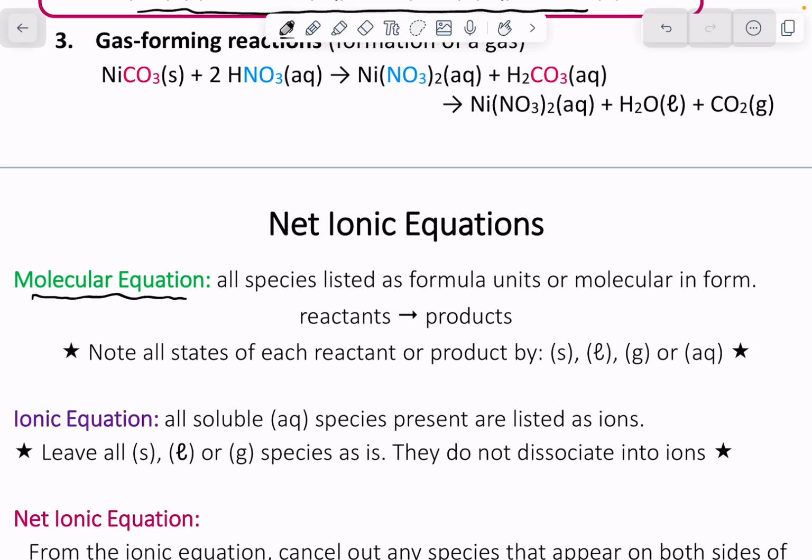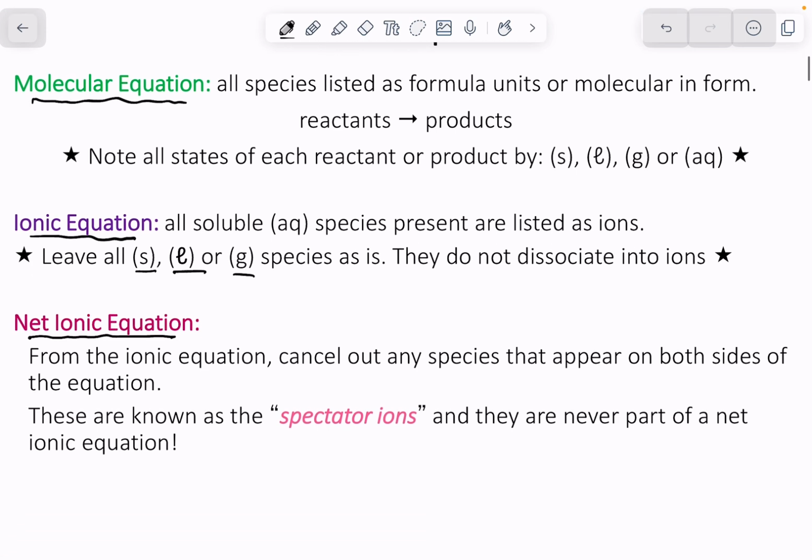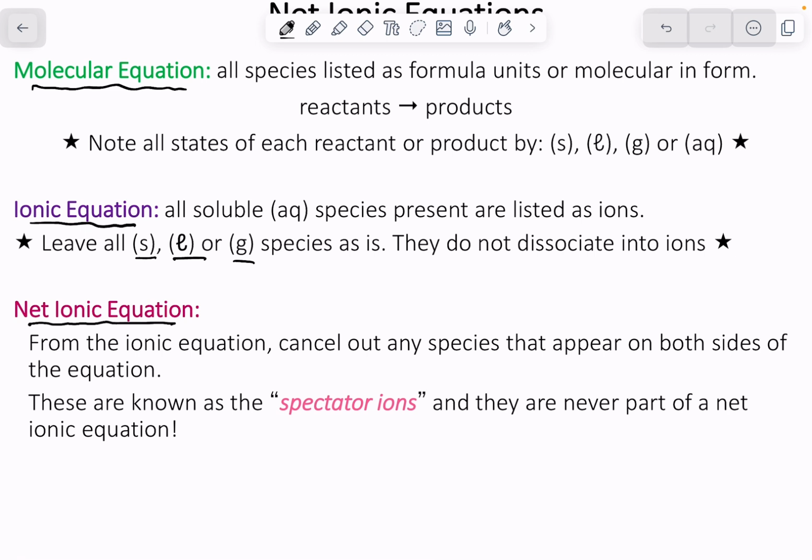When you have species that are ionic, or that completely break apart, 100% dissociate, we can write what we call the ionic equation, and then all soluble species can be listed as ions. And don't forget, the important thing is that we leave solids, liquids, and gases as is. And from here, what we can get, and this is the most important part, is what we call the net ionic equation. This net ionic equation is what is actually happening in the reaction. And you'll see the net ionic equation has no spectator ions.